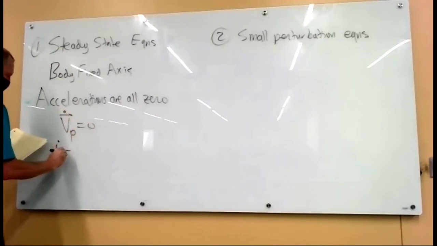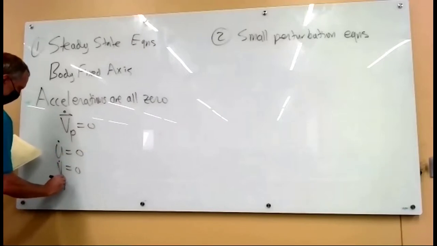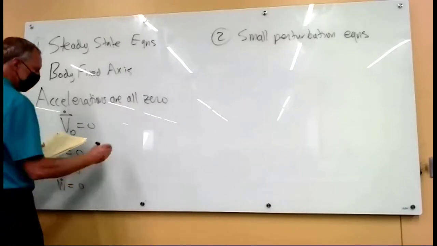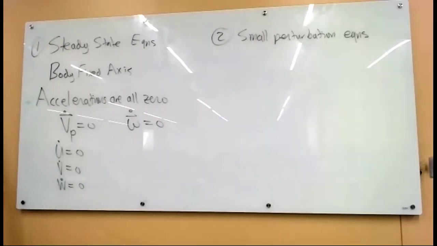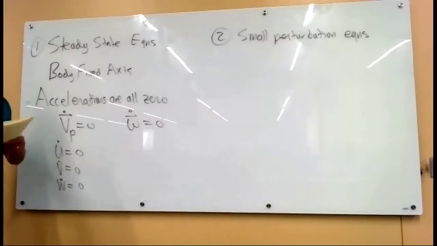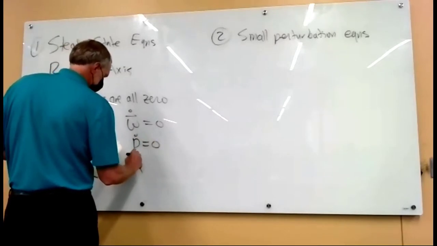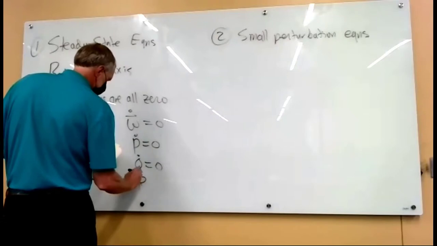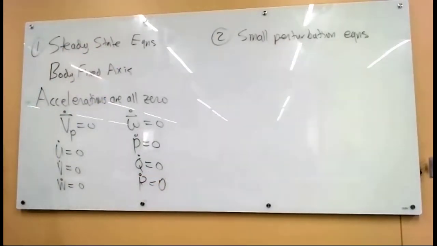So U dot, V dot, W dot, all 0. Angular accelerations are 0. It's because it's steady state. It's constant velocities, constant angular velocities. So all of those are 0. So that's the steady state equations.